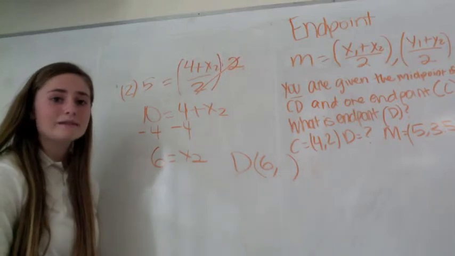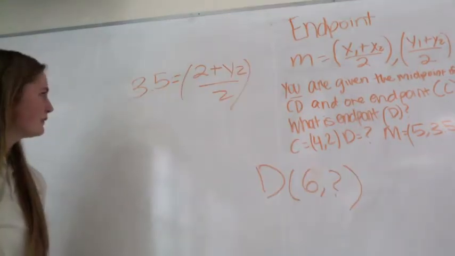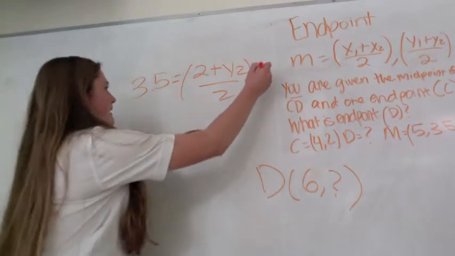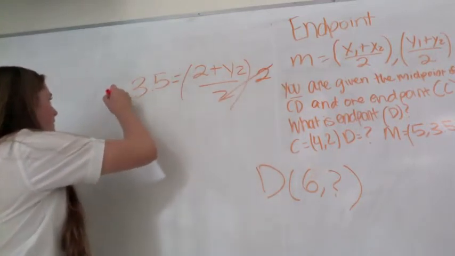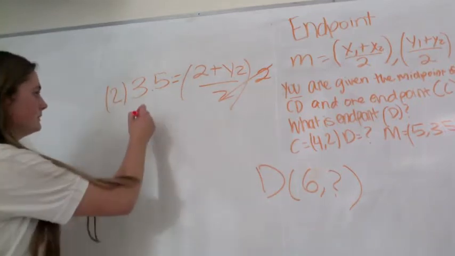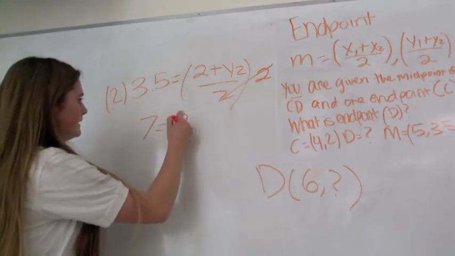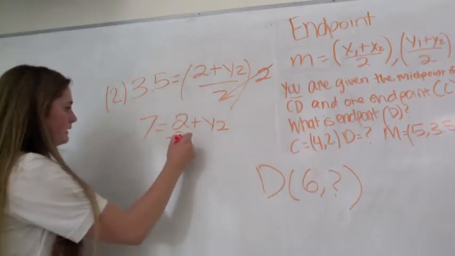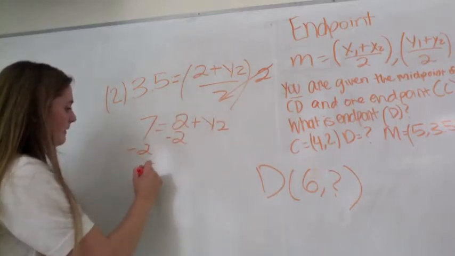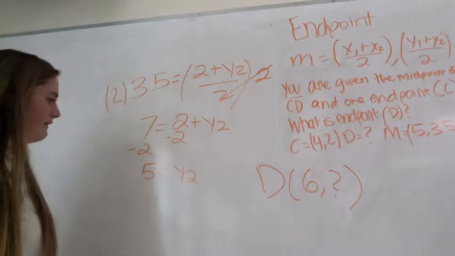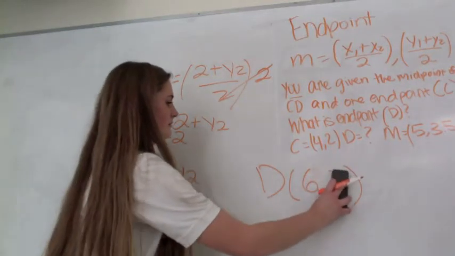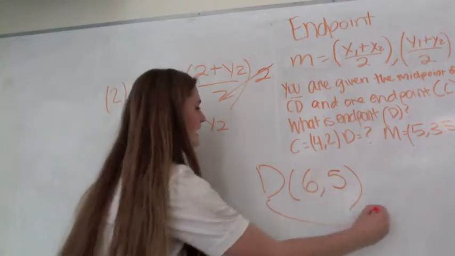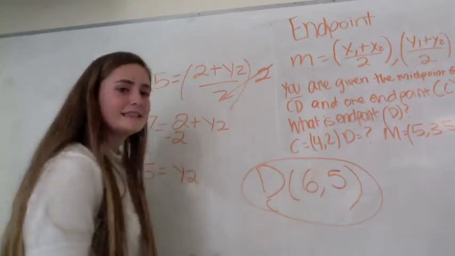Now let's find y. Alright, here's our equation for y. 3.5 equals 2 plus y2 over 2. So once again, we will multiply both sides by 2, so that the 2 cancels out. We get 7 equals 2 plus y2. Subtract 2 from both sides. 5 equals y2, so D is 6, 5. And that is how you find the endpoint D in CD.